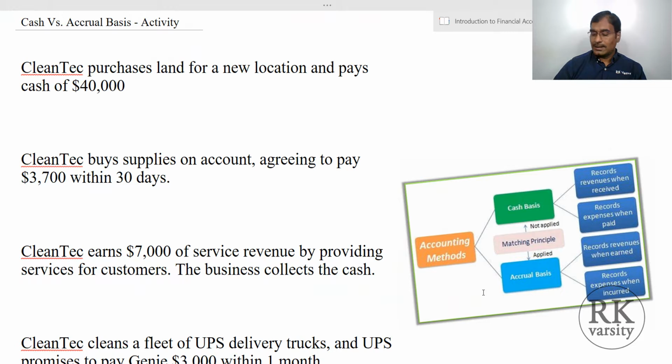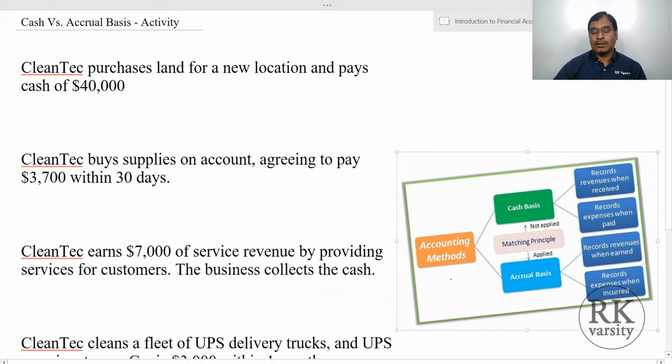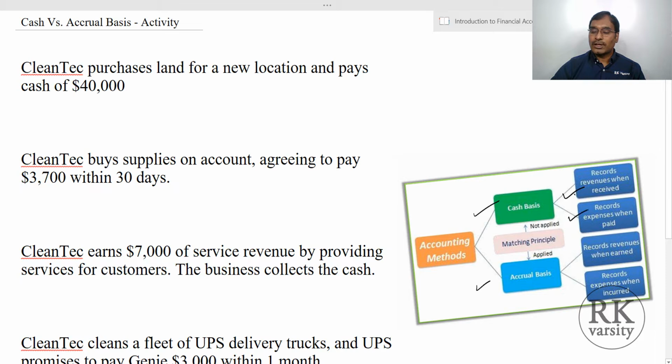So here are the guiding principles or rules related to two different accounting methods. One is the cash basis, the second one is the accrual basis. In cash basis, revenue is recognized when it is received and expenses are recorded when they are paid. On the other hand, accrual basis records revenue when it is earned, irrespective of whether the cash is received or not. Expenses are recorded when they are incurred, irrespective of whether they are paid or not. So using these guiding principles, we'll see how each transaction is treated in different accounts.